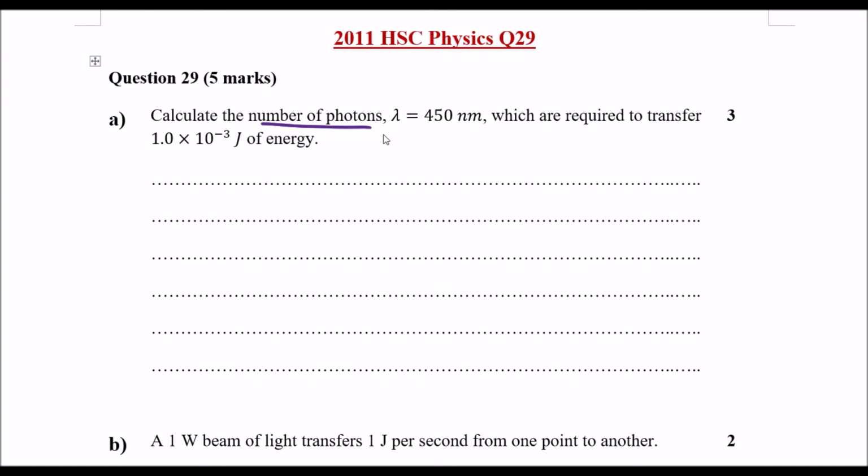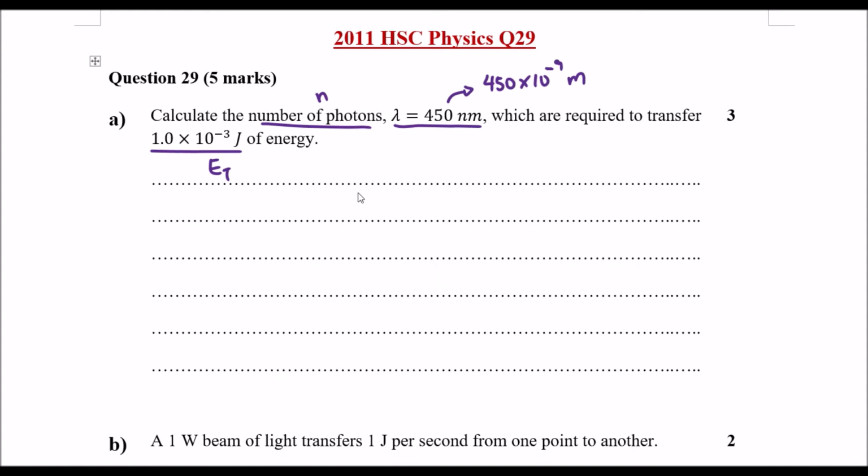So what I want to know is the quantity of photons available for a given wavelength, which in this case is 450 nanometers. What we need to do before we do the question is just make sure we convert that into the appropriate SI units, which is 10 to the -9 meters. And then it says which are required to transfer a total amount of energy of 1 times 10 to the power of -3 joules. So that's the energy total.